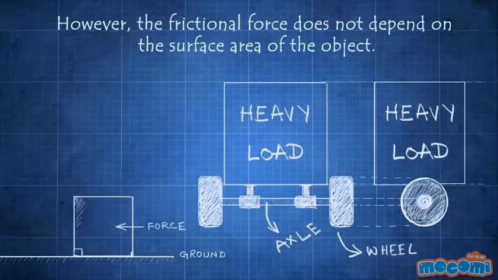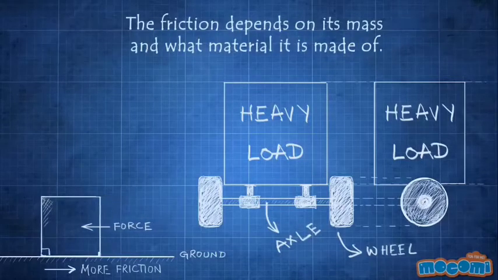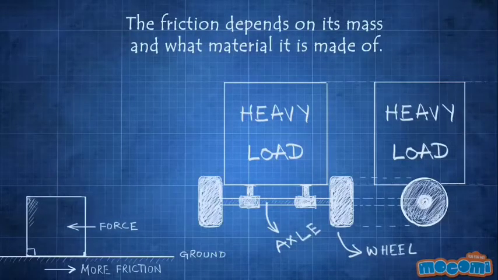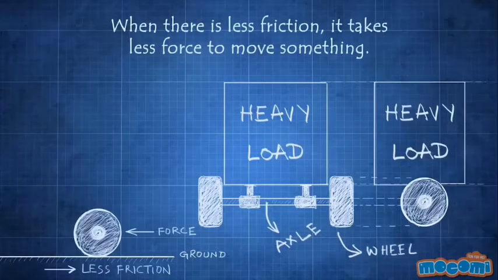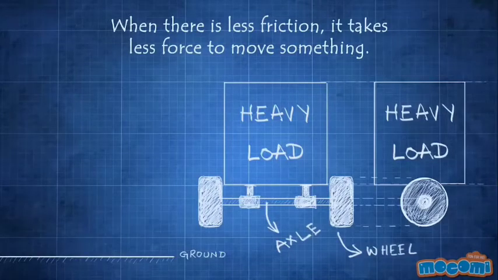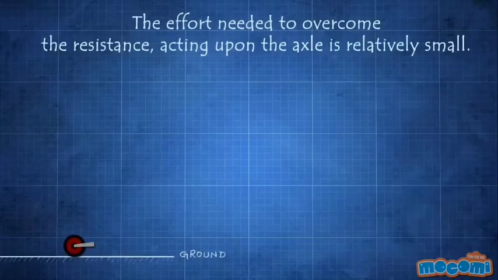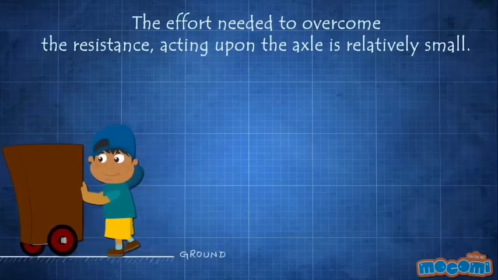However, the frictional force does not depend on the surface area of the object. The friction depends on its mass and what material it is made of. When there is less friction, it takes less force to move something. The effort needed to overcome the resistance acting upon the axle is relatively small.